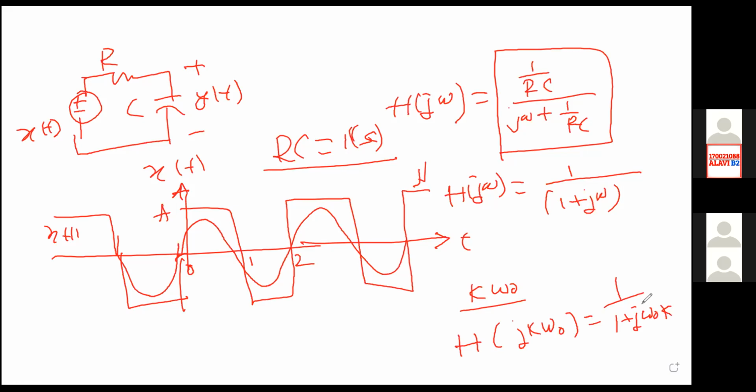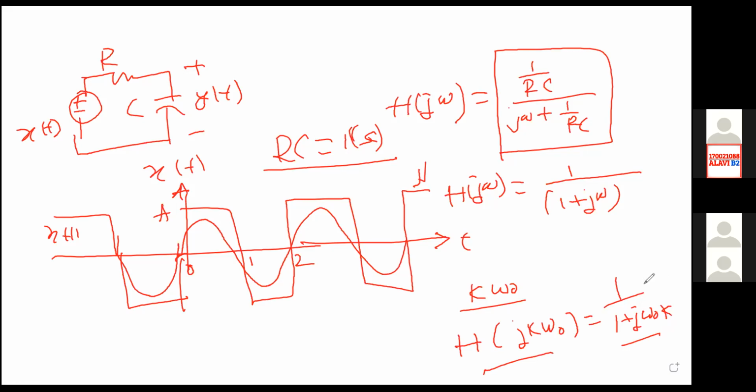If k equal to, say, 3 is present, then you will get H at j omega 3. But between 1 and 3, you will not have any output. As a result, you can calculate your transfer function, and that transfer function will also be discrete, present only at discrete values of frequencies.